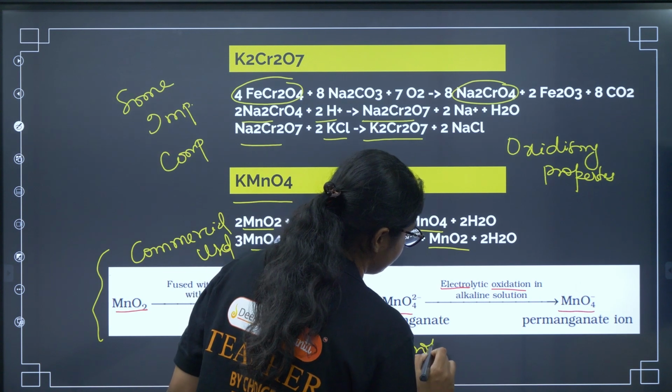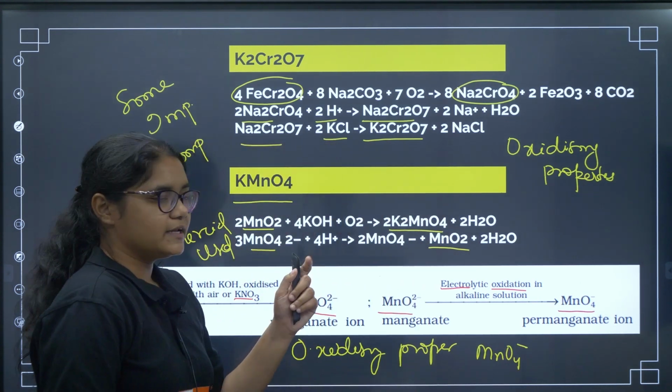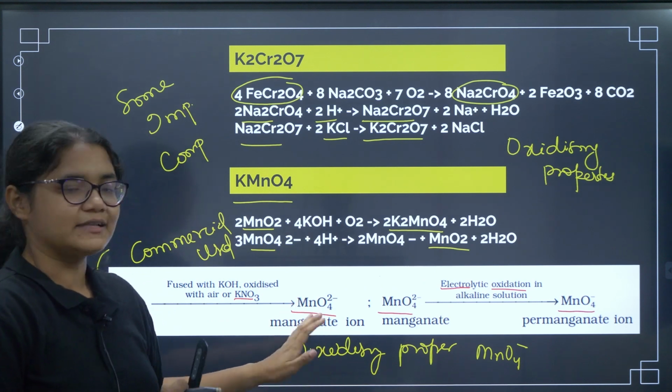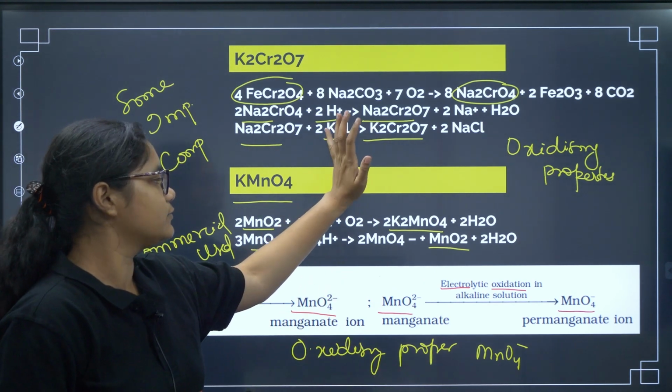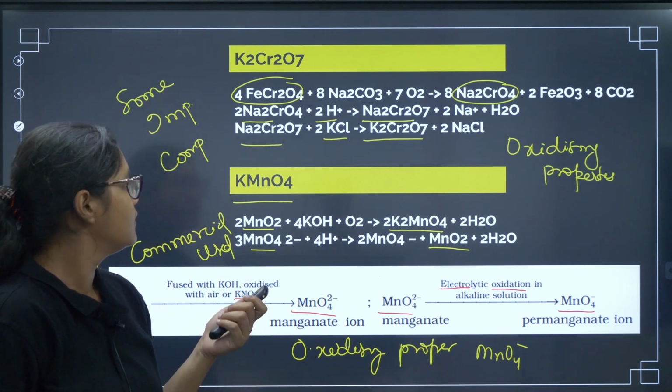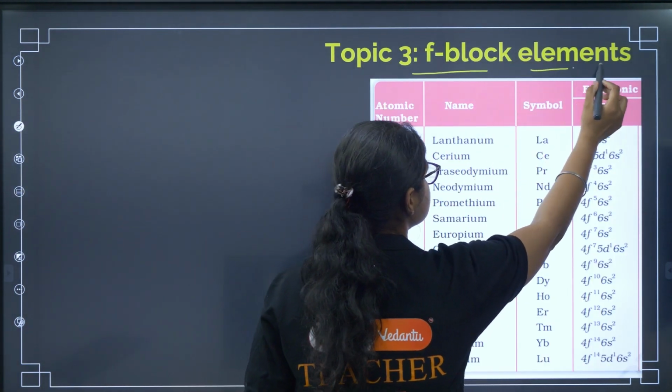Oxidizing properties of MnO4 minus. Okay, so actually both the oxidizing properties are very similar. Here we have acidic medium and basic medium, neutral medium. For K2Cr2O7 it is a common one. Okay, next we have, yes, so last topic, that is your F block elements.